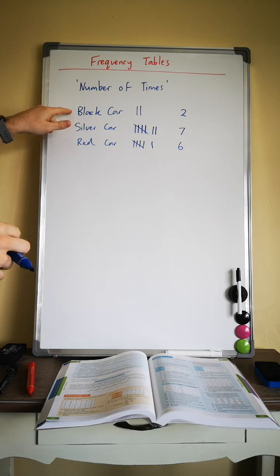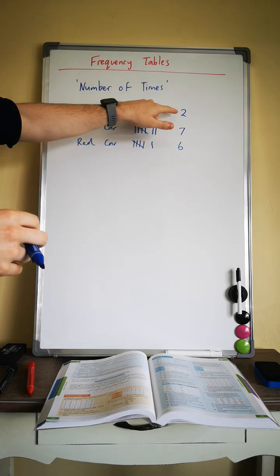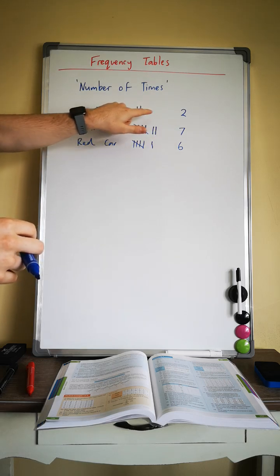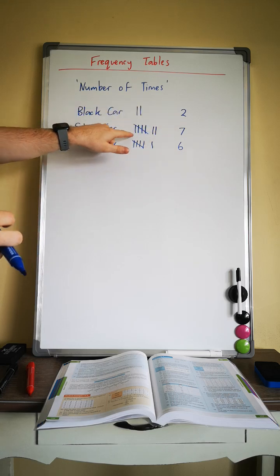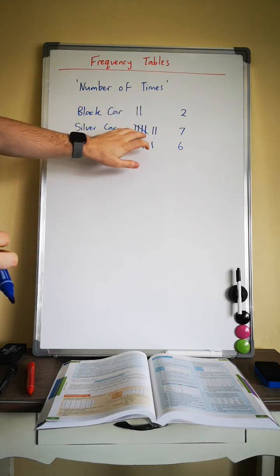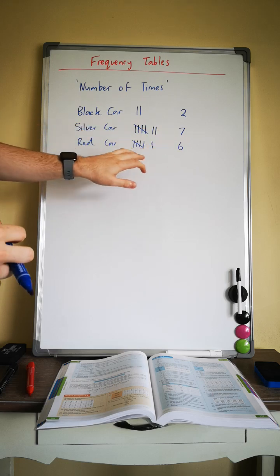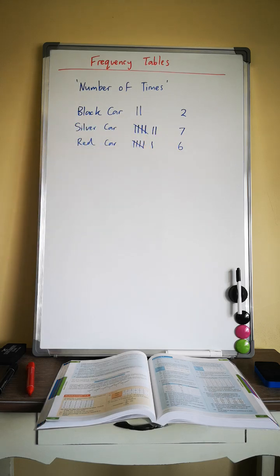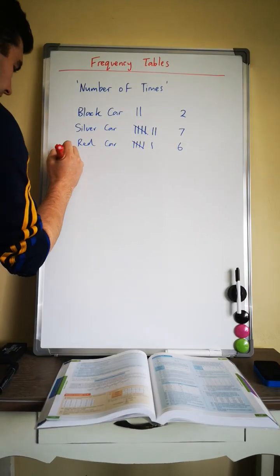Just for black, silver, and red, there's 2 black cars. So that's my tally, and this is my total when I actually add them up. Silver cars, there's the group of 5 and 2, that's 7, and red cars, there's a group of 5 and 1, which is 6. Okay, so I'm going to do a question here because these are nice and easy ones.